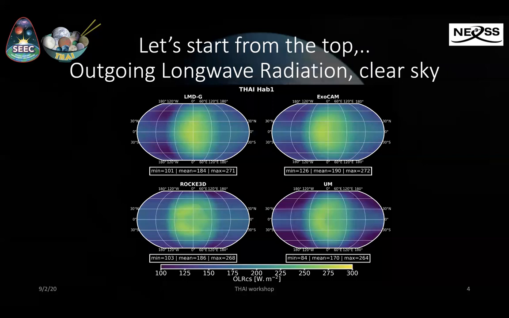Okay, let's start to look at this intercomparison from the top with the outgoing longwave radiation in clear sky. Here we are seeing 4 different maps, one for each model, centered at the substellar point. I also mention the minimum, mean, and maximum value for each of them. You can see that overall they are in pretty good agreement, but that the distribution of the OLR is different, because each model has a different efficiency in transporting heat from the day side to the night side. You can see, for example, in here, the OLR is much lower on the night side of the planet.